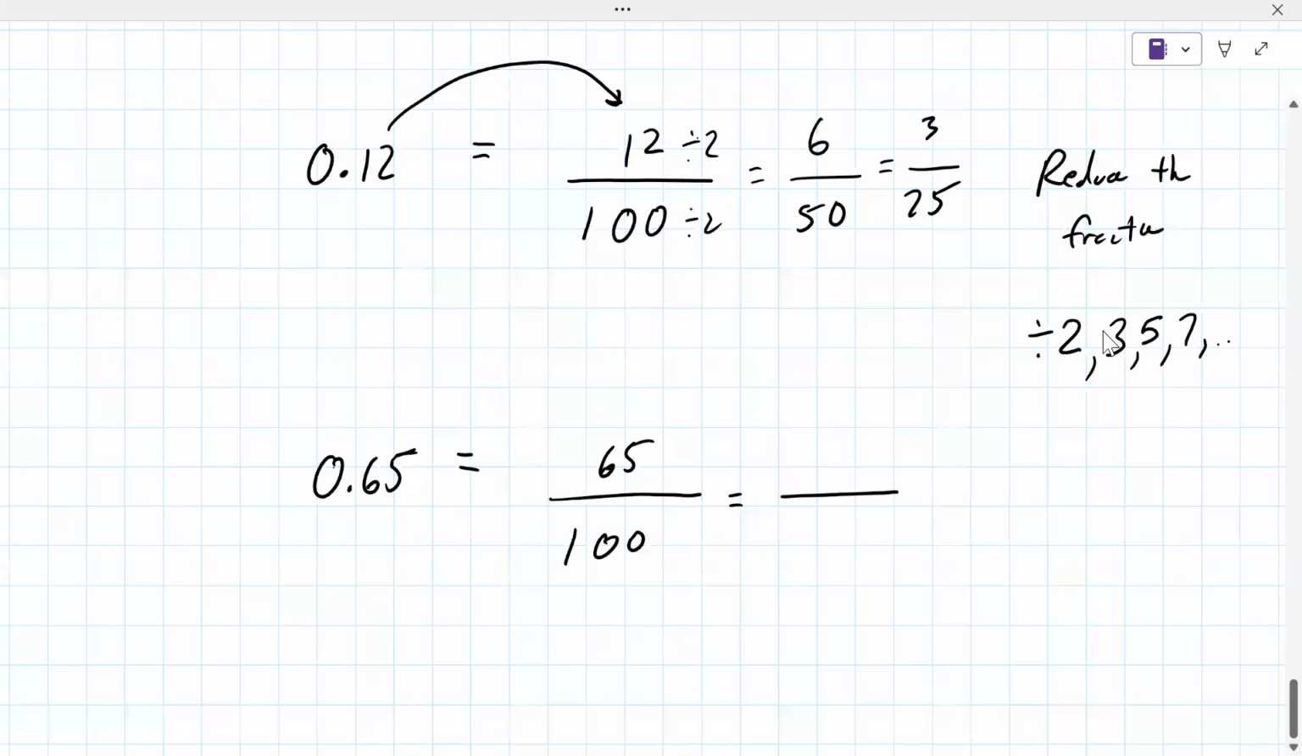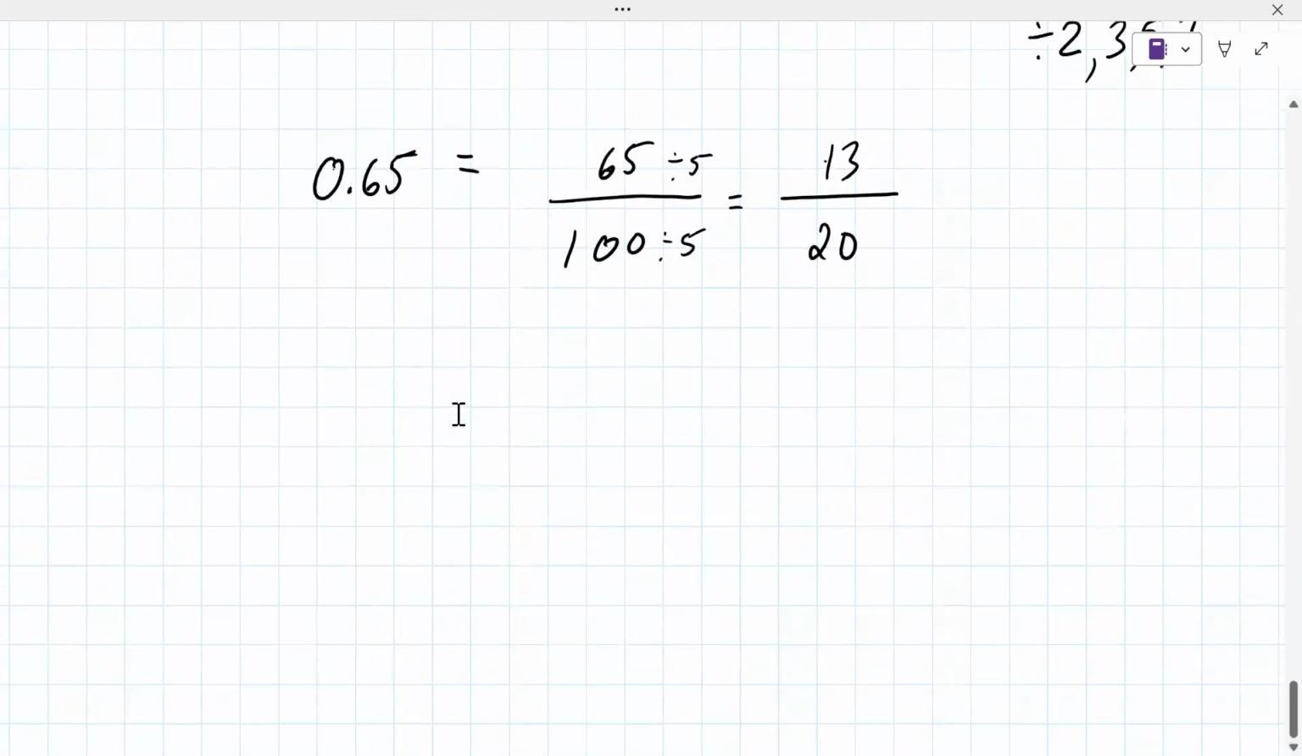No, I don't. Okay, so if it ends in a 0 or a 5, it's divisible by 5. So let's divide each of these by 5. You might need a calculator. You might want to look at your multiplication table. 13/20. Very good.